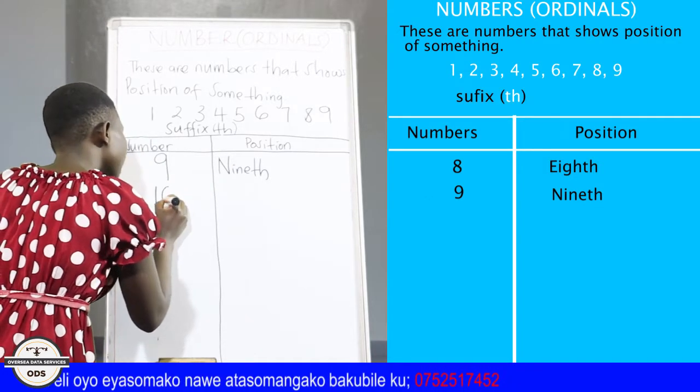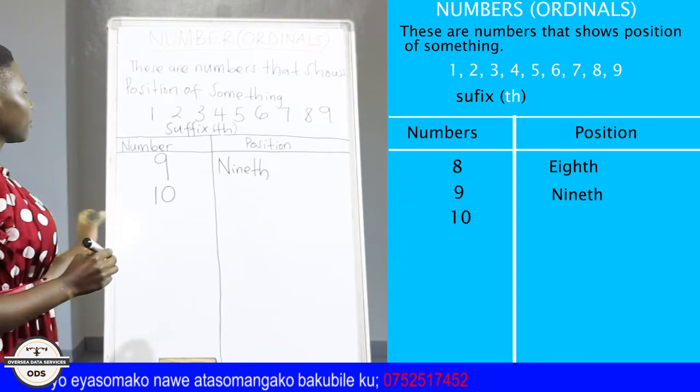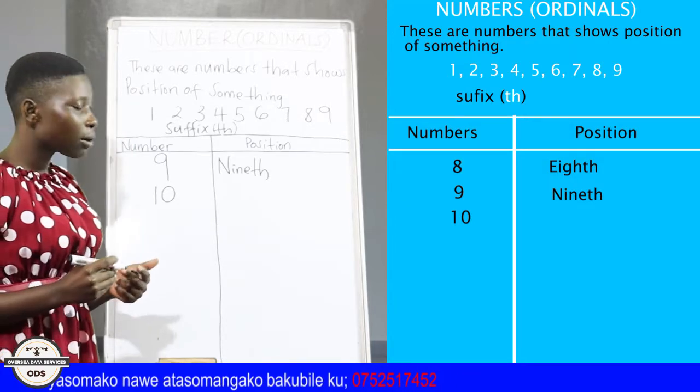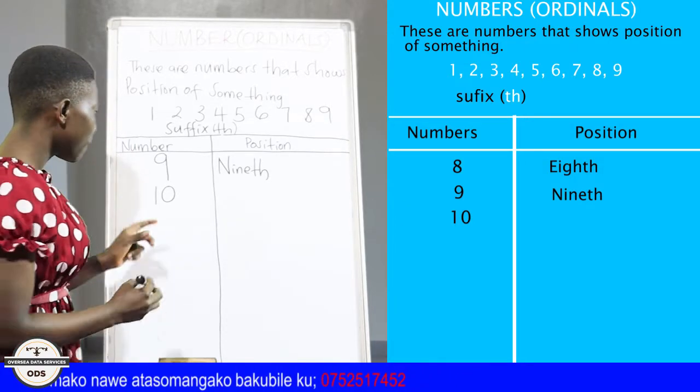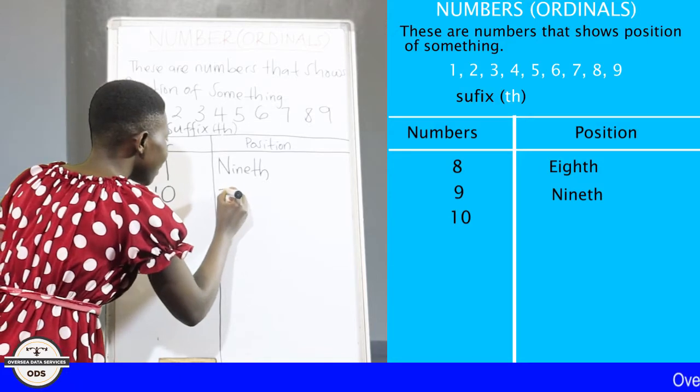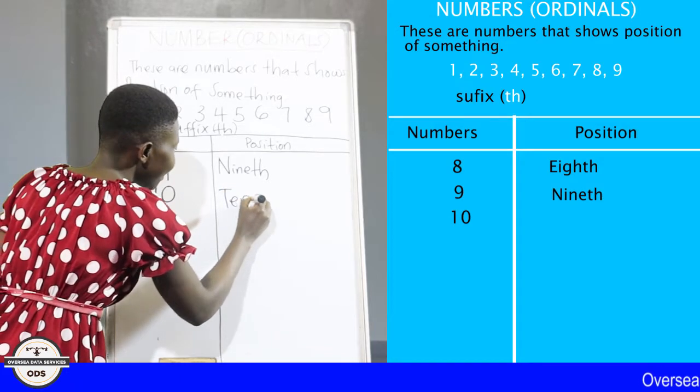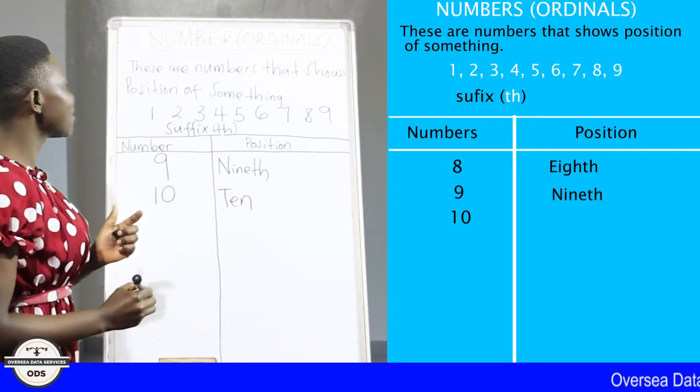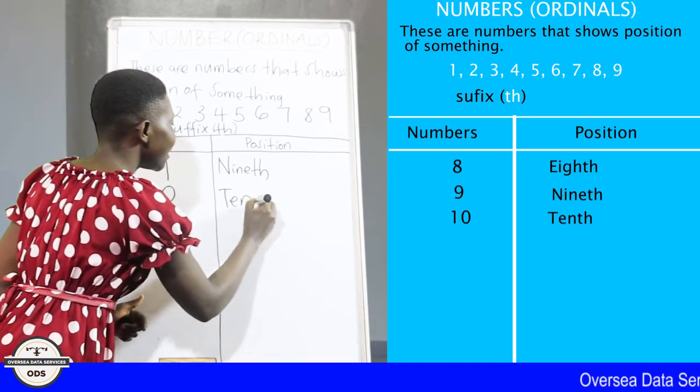Okay, let us continue and we see number 10. How do we position number 10? We position like this. You write 10, then add the suffix th, these two letters here.